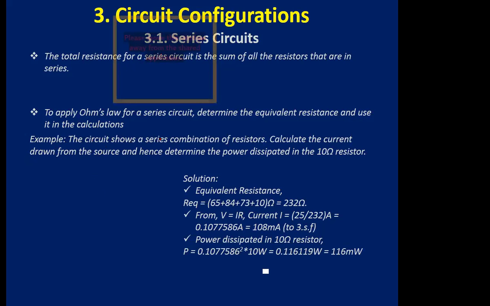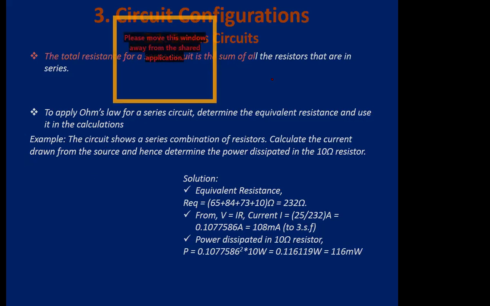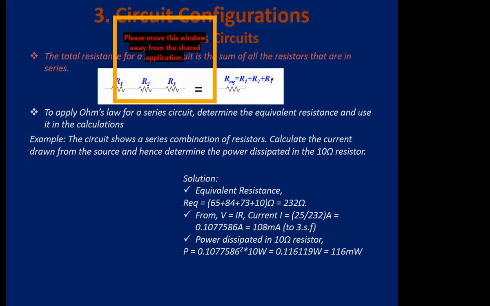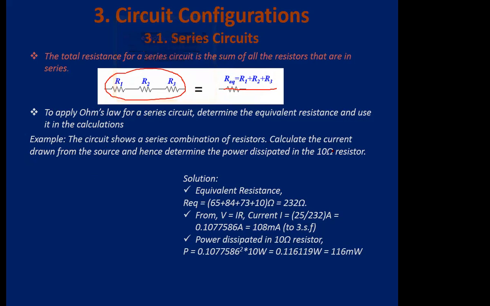Now, the total resistance of a series circuit is the sum of all resistors that are in series. So R is equal to the sum of all those resistors. In this example, for 3 resistances, our equivalent will be R1 plus R2 plus R3. So when you are using Ohm's law, you have to bunch up all resistances that are in series into one equivalent resistance. Then you can calculate anything that is needed. So let's do that by way of an example.